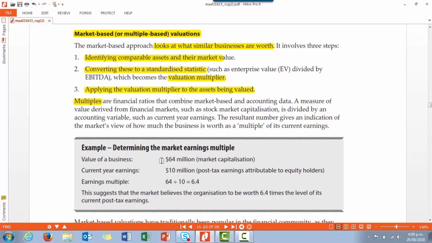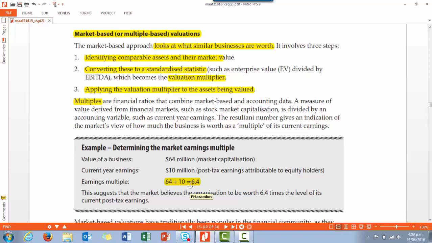So let's say there's a business, it's listed on the stock exchange, and the market capitalization, that is the total value of the shares being traded, is $64 million. Now, the current year's earnings are $10 million. So the earnings multiple will be 6.4, which is $64 million, the market capitalization, divided by the current year's earnings.